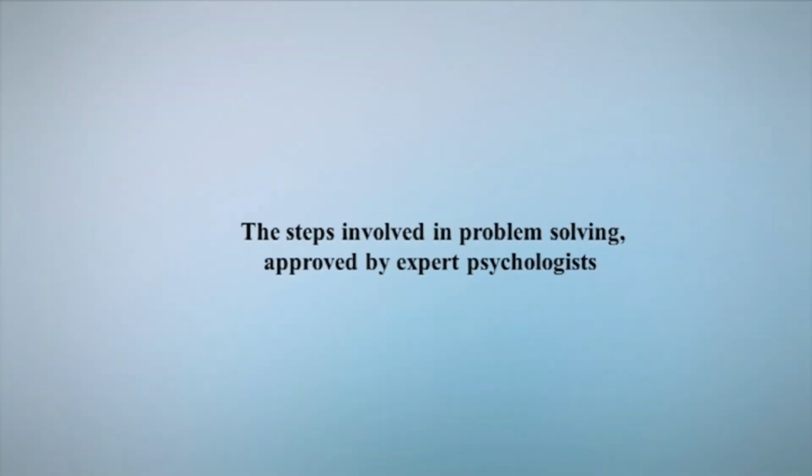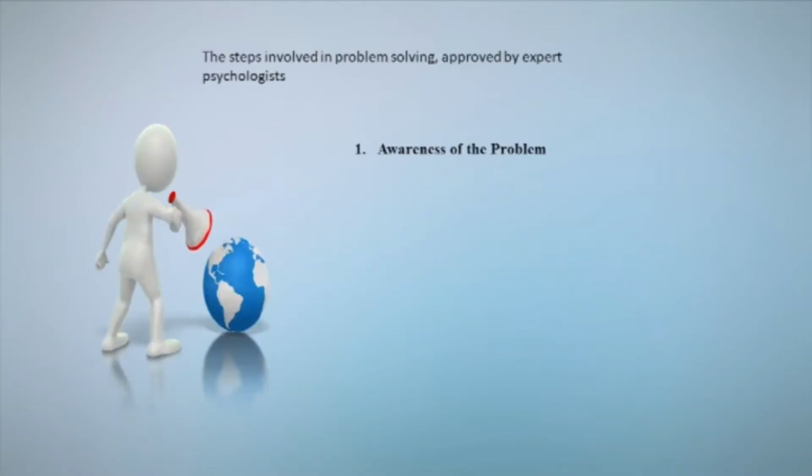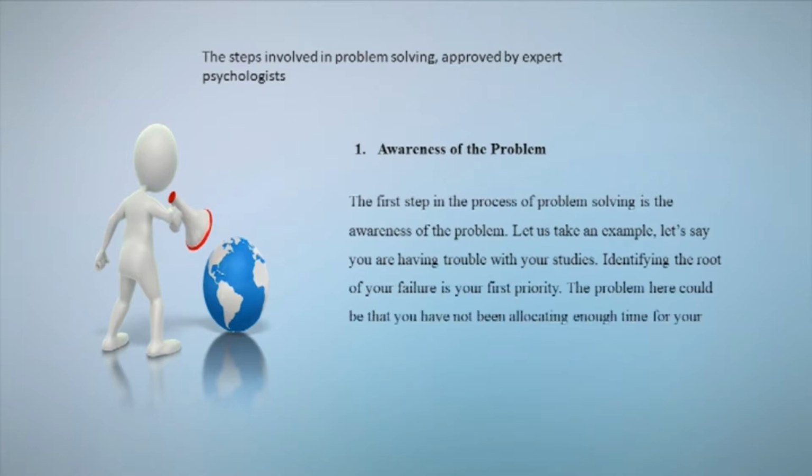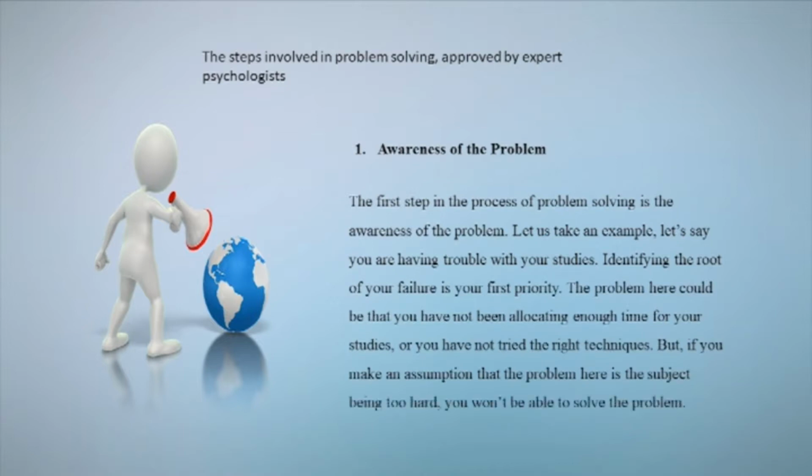Here are the steps involved in problem solving approved by an expert psychologist. The first one is awareness of the problem. The first step in the process of problem solving is the awareness of the problem. Let us take an example. Let us say you are having trouble with your studies. Identifying the root of your failure is your first priority.